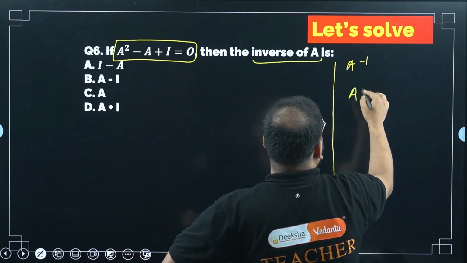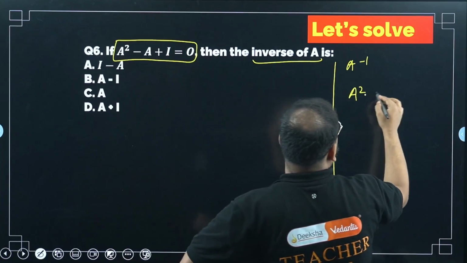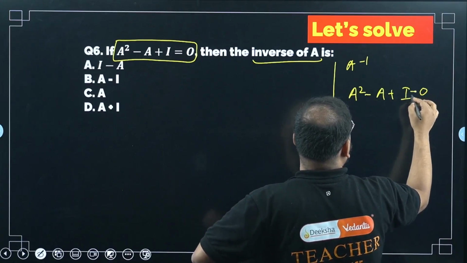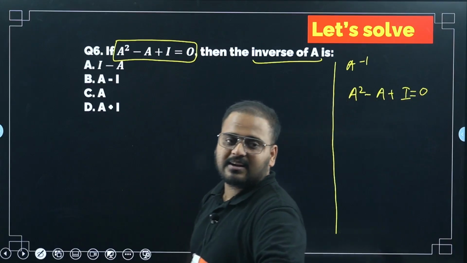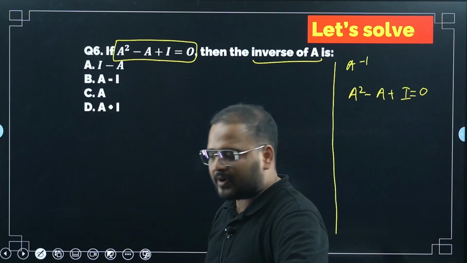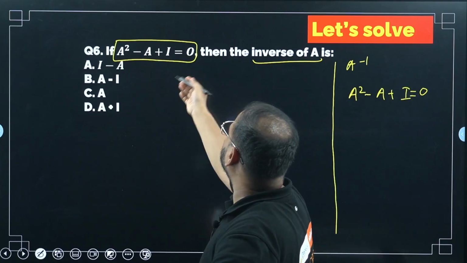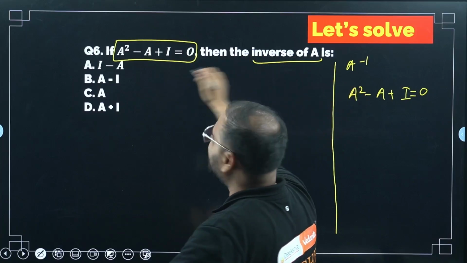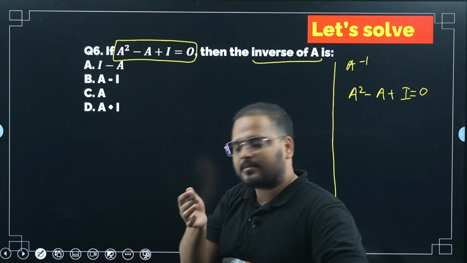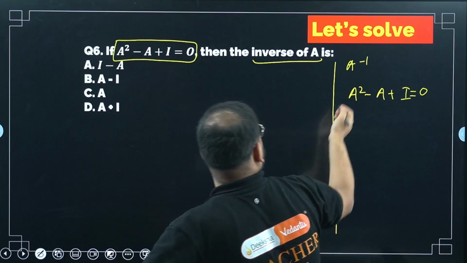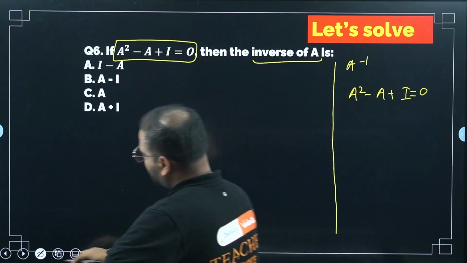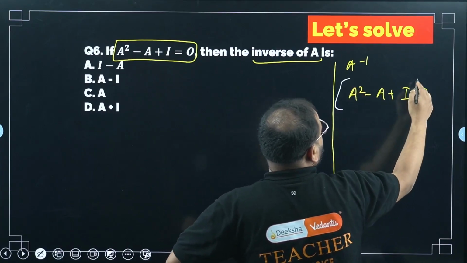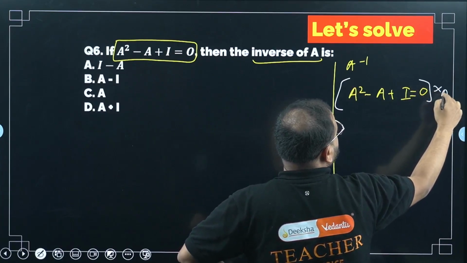If I have this condition, A square minus A plus I equal to the null matrix, and they're asking us to find the inverse. So inverse is not there in the given condition. How will I get the inverse in the condition given? I can include it by multiplying A inverse on both sides.